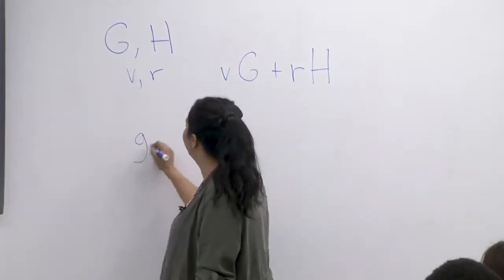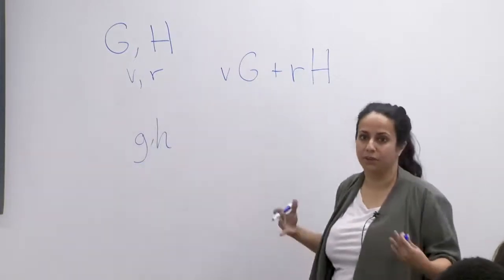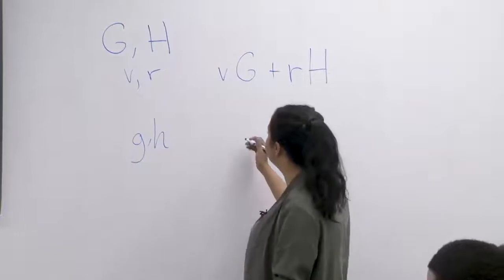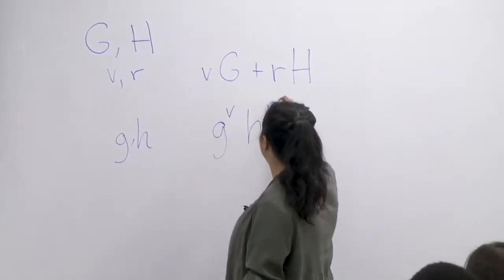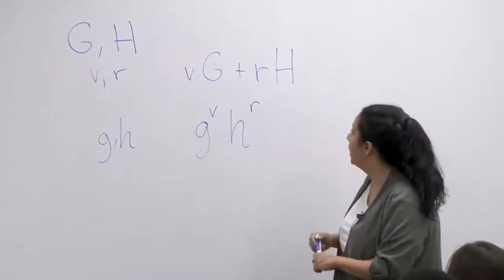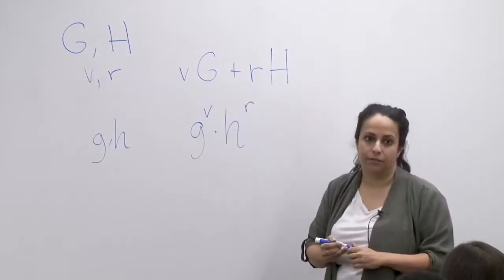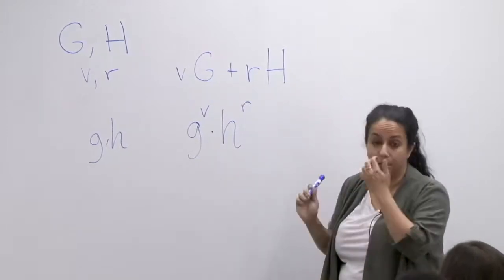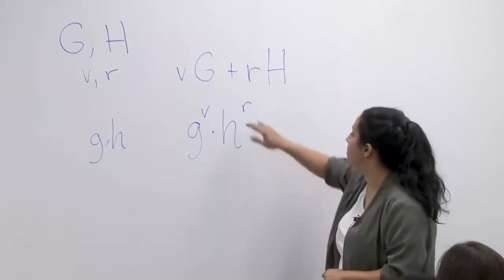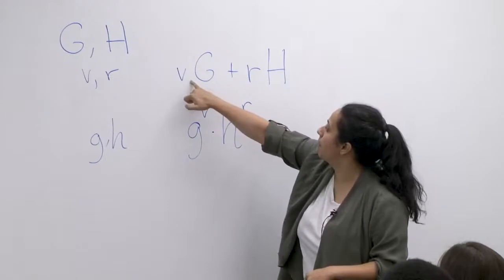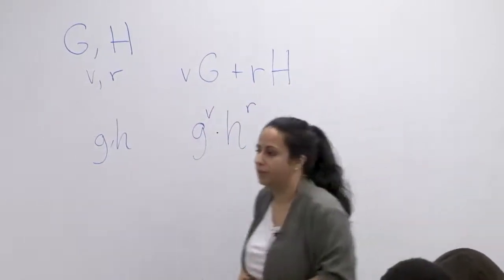The way that I write it, and I'm sorry about this, but it's good that you get exposed to both ways because you'll find both in the literature, is in exponential notation. So I would write G to the V, H to the R. And they're multiplied together instead of added together, okay? So this is purely a notational thing. Instead of the multiply operator here, we're doing exponentiation. Instead of the plus operator here, we're doing multiplication.